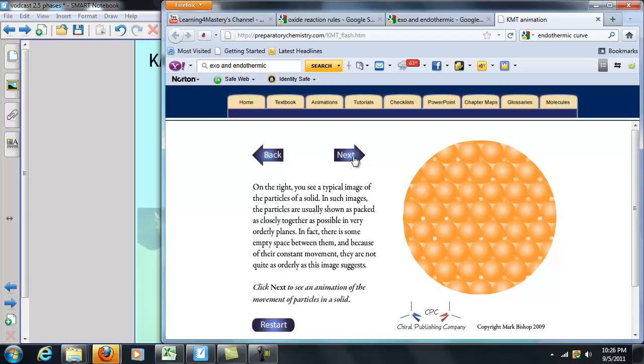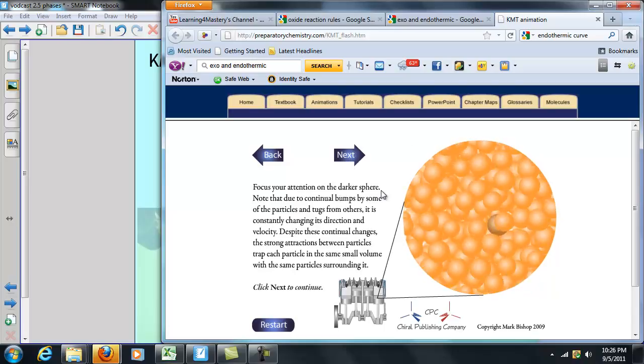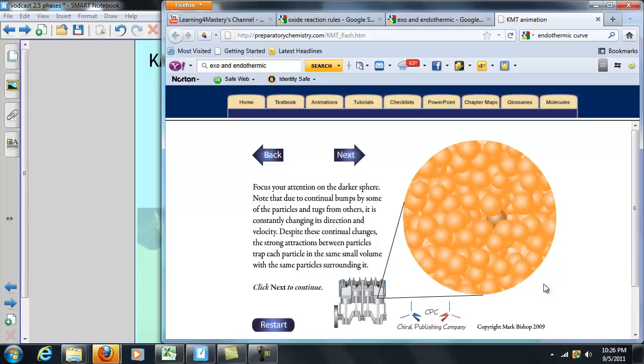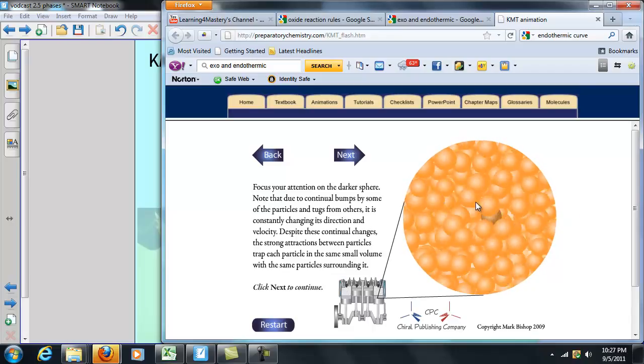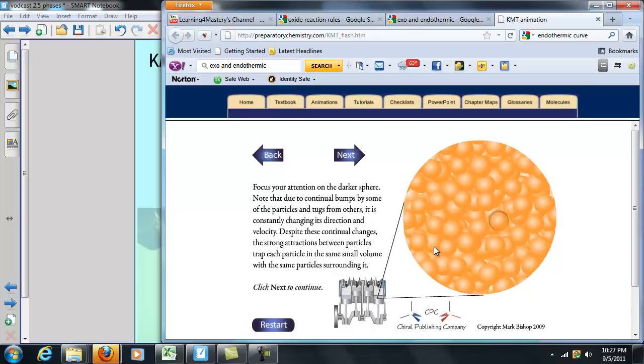But here's what I want you to look at. Look at this diagram. Right here, we've got a bunch of molecules sort of packed together. This is what they look like as a solid. If you take a real quick look at this, you'll see that they're all moving, but they're not really moving around each other.